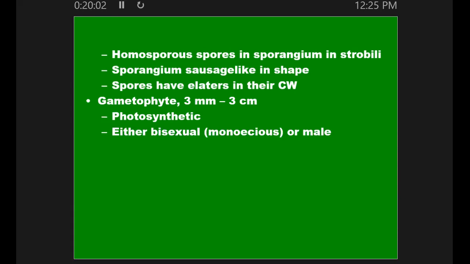Sometimes they're monoecious, where they have both male and female, sperm and egg, produced on one being, or it could just be a male. And then what they find out through lab experiments is that if you have a gametophyte that has both male and female on it, what they tend to do is stagger when they become mature. So the archegonia will develop first, the egg will be ready to go, but on that same gametophyte, the sperm aren't ready.